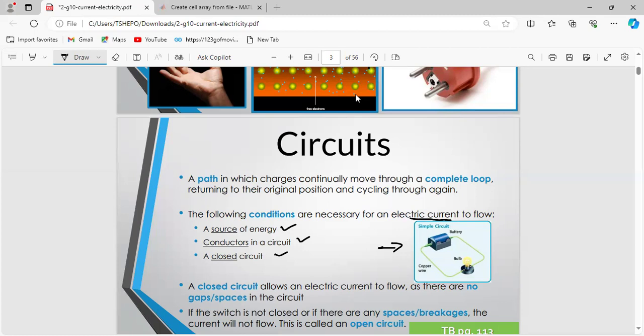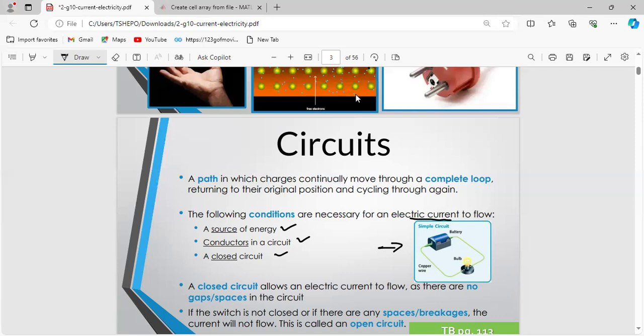Know what is a closed circuit, know what is an open circuit. A closed circuit doesn't have any opening or breakages like they're written over here. Again, in a closed circuit, if there is a switch present, the switch will be turned on. So when the switch is closed, we say the switch is on or the switch is closed. Therefore, there will be flow of current inside of this circuit.